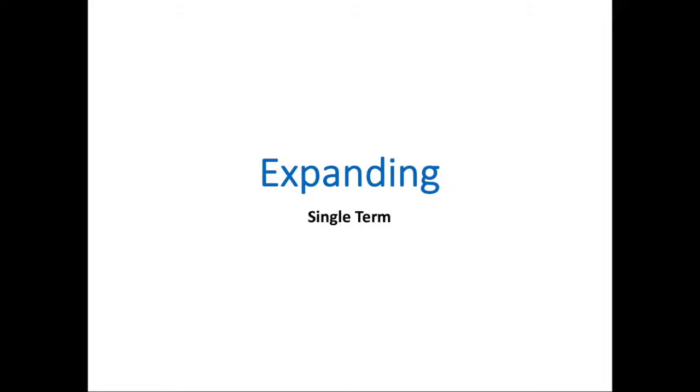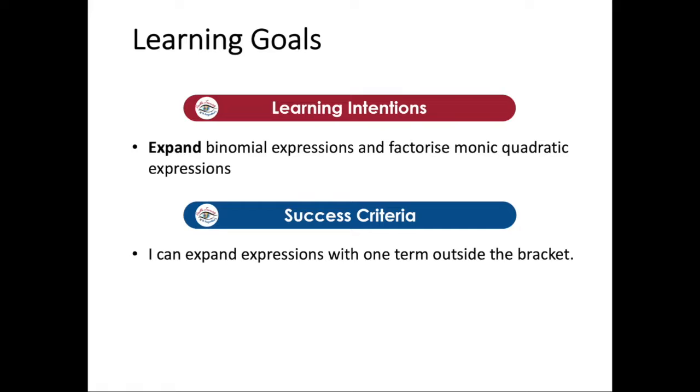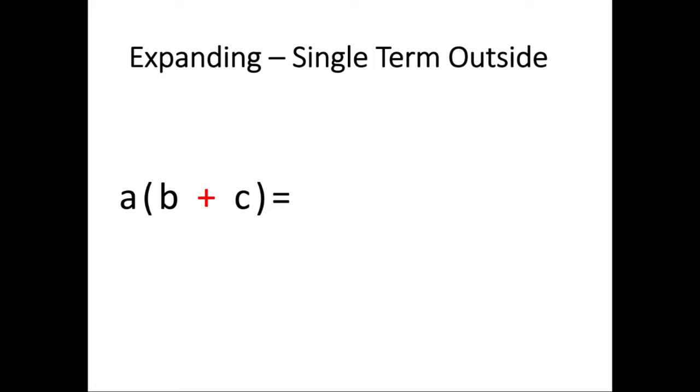This video is going to have a look at expanding where we have a single term outside the bracket. By watching the video, you should be able to expand an expression with one term outside of the bracket. When we are expanding and we've got a term outside the bracket, we expand our expression by multiplying the term outside the bracket by the terms inside the bracket.